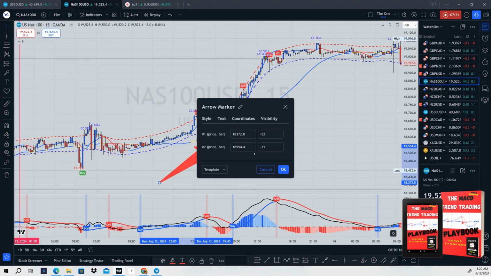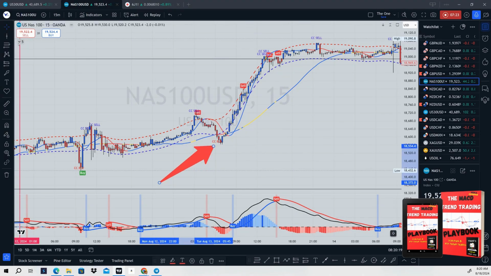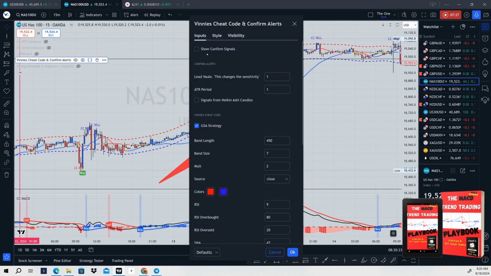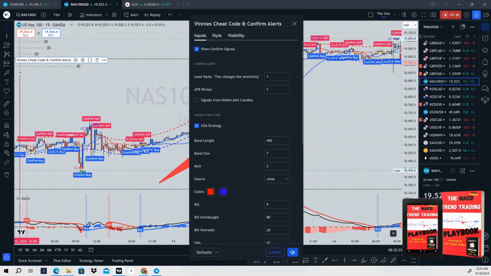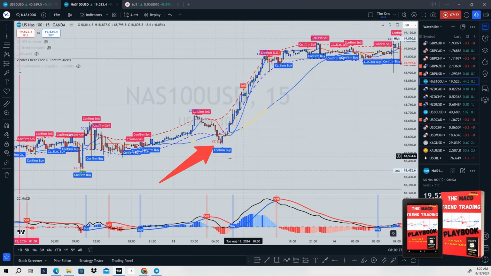Okay, now also if I turn on the confirmation buys, those are also continuation. Okay, so you can enter at any of these confirmation buy signals here. Okay, the cheat code buy signal is going to give you where price actually pulled back to. It's going to give you the best entry, but again, confirmation buy, it's also good to enter on when you don't get a cheat code buy signal.